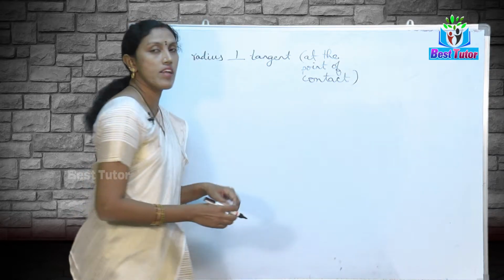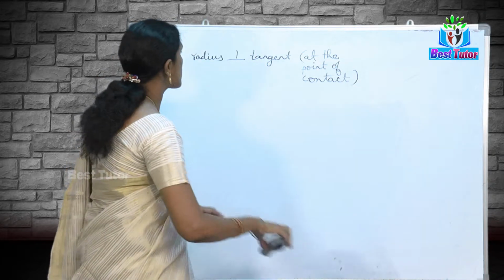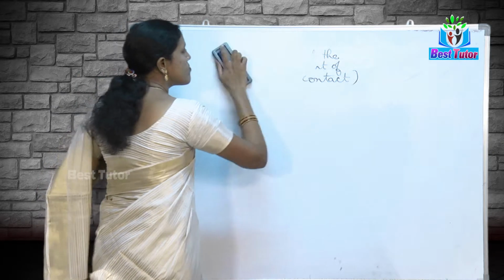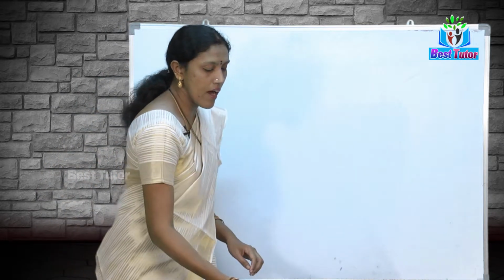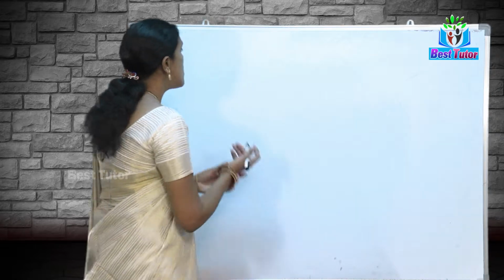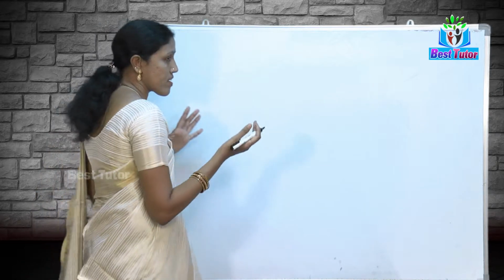This is the first theorem we have learned. Now moving on to the next theorem. We have already learned what intersecting circles are. Two circles are intersecting circles.